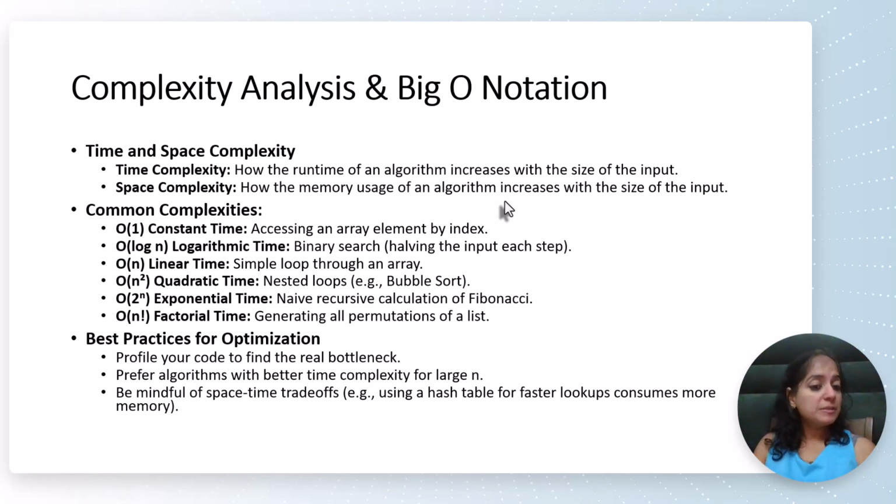So what are the best practices for optimization? Profile your code to find the real bottleneck. Prefer algorithms with better time complexities for large n, and be mindful of space-time trade-offs.